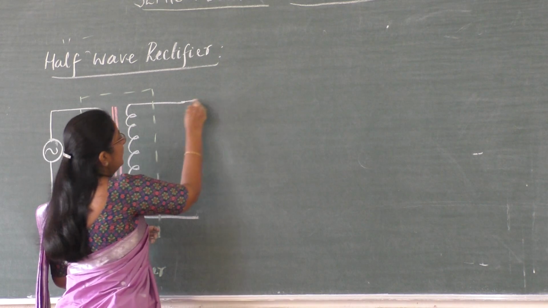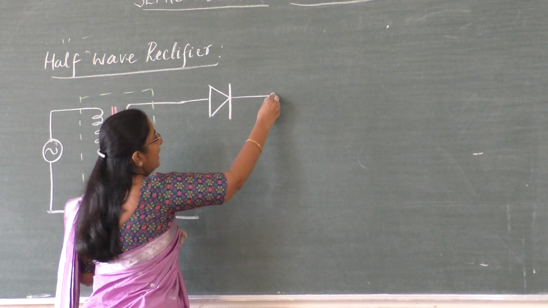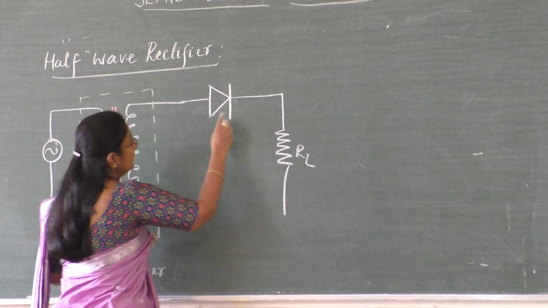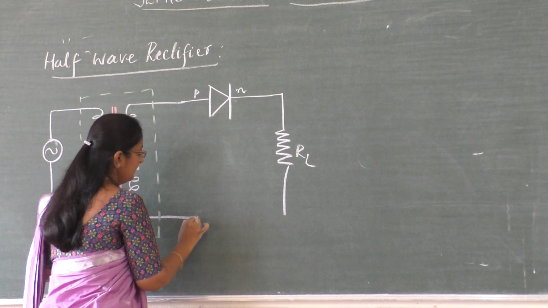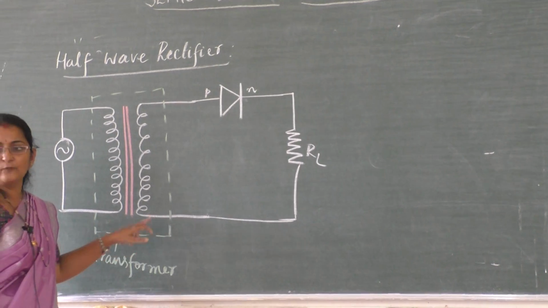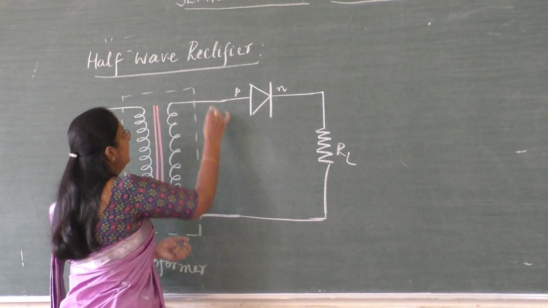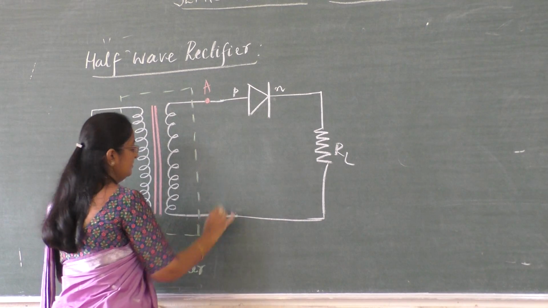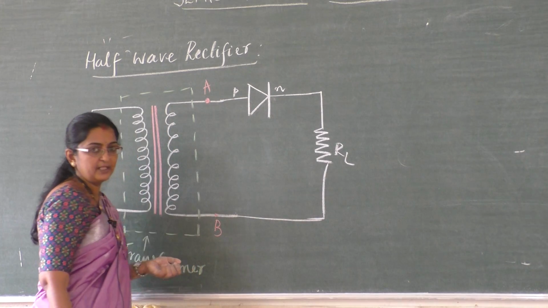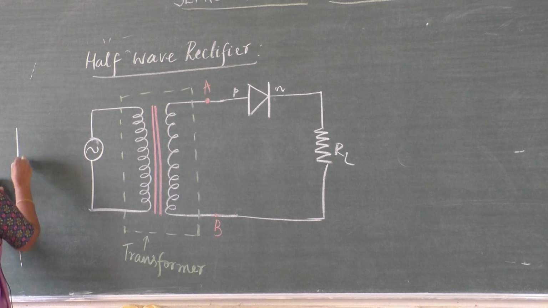So now here I have connected a diode and a load resistor. The P side and N side of the diode, and the load resistor's other end is connected to the second point of the secondary coil. Now let me take this point as A, this point as B, this is the load resistor, this is the P side and this is the N side of the diode. Now how do we get the rectified output here?